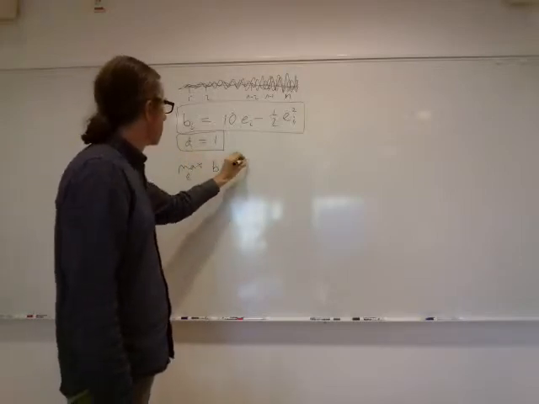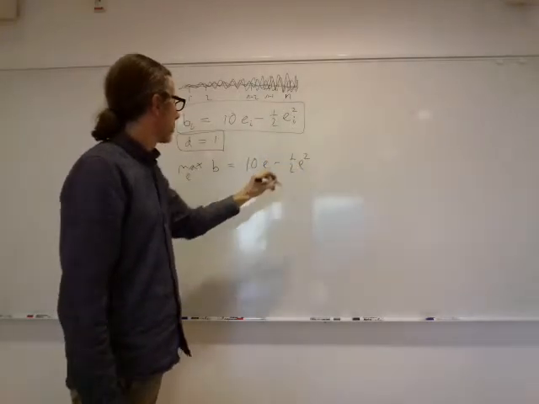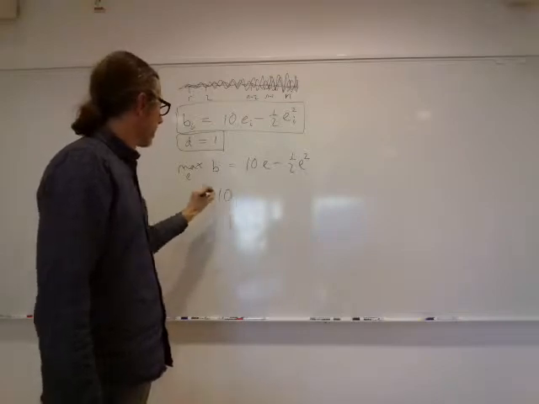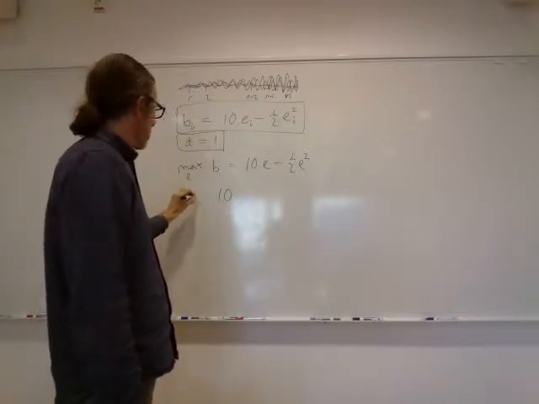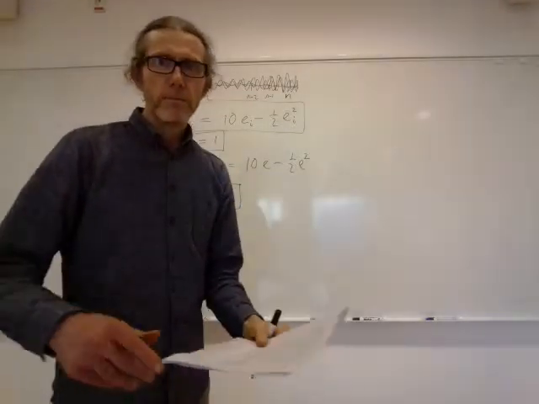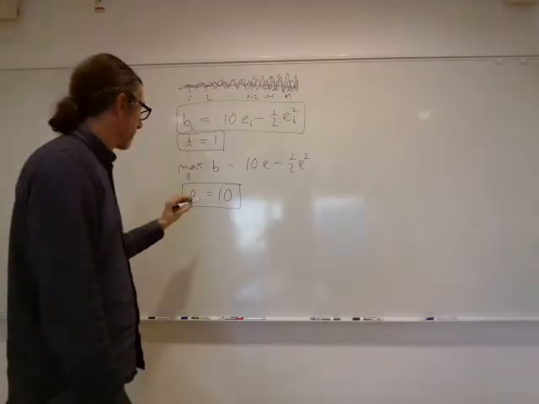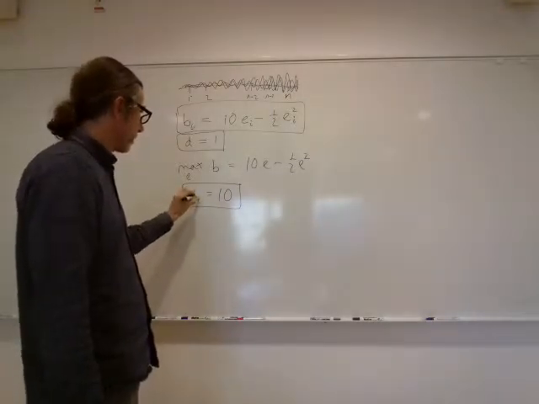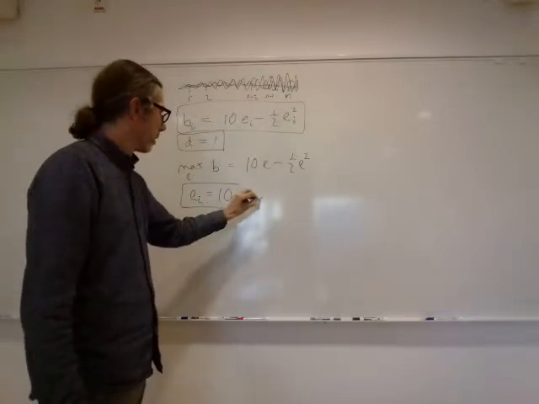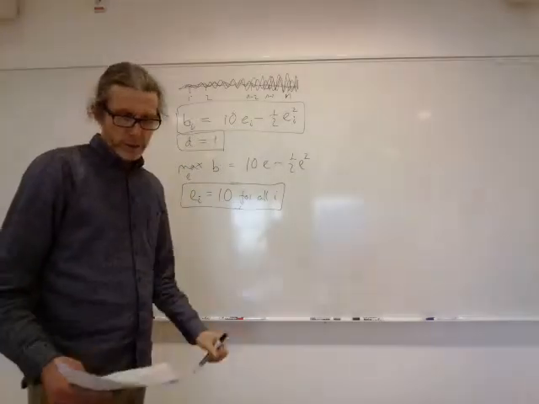B is 10 E minus a half E squared. So the first order condition will give us that E equals 10. Yeah, so I guess we should stick in our answer to the notation in the question, so we should say Ei equals 10 for all i. Okay.